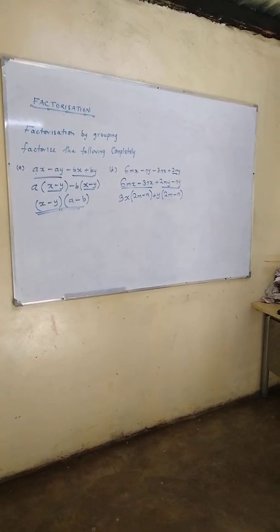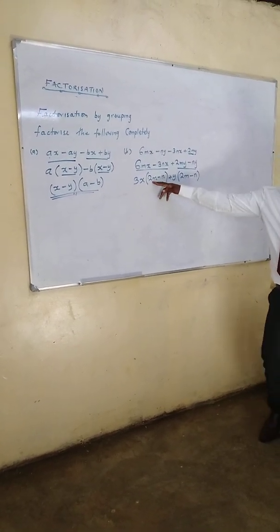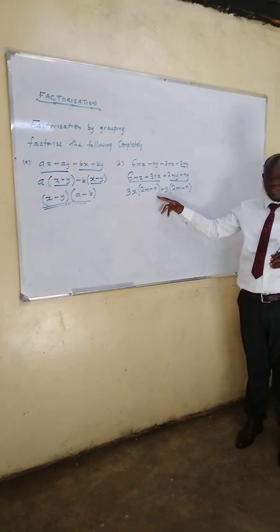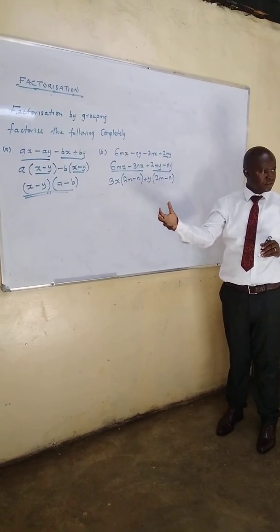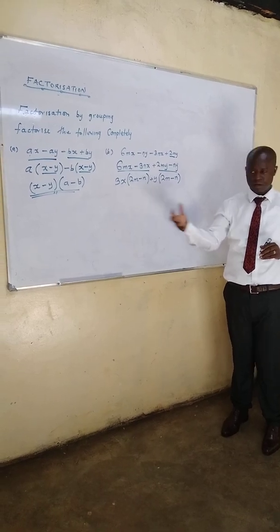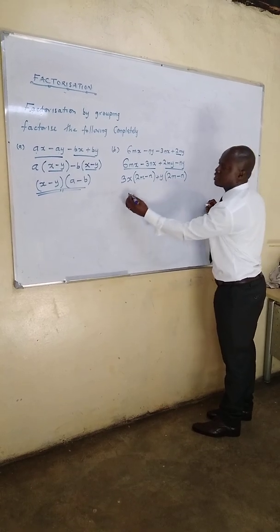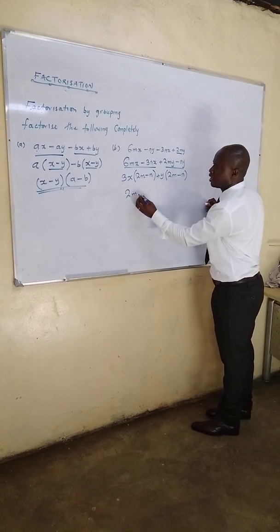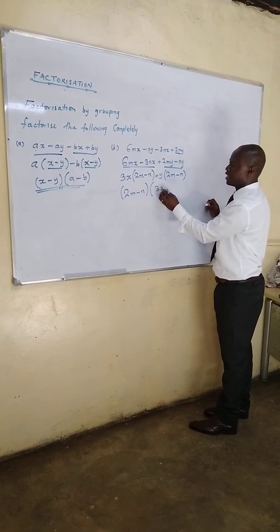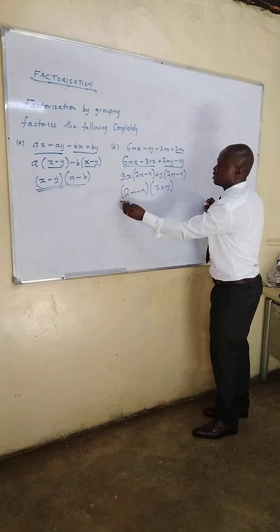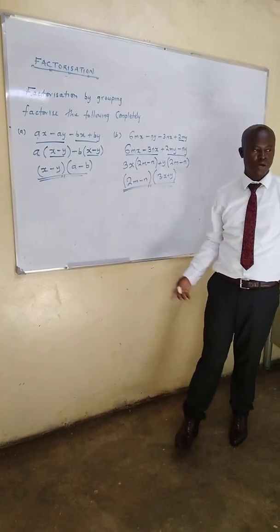Because the concept of factorization is such that what will be in the brackets should be the same, so that we are able to factor it out as well. So 2m minus n is common. So we're going to factor out 2m minus n. And then you remain with what? 3x plus y. So this is what we have as our final answer. I hope you've understood.